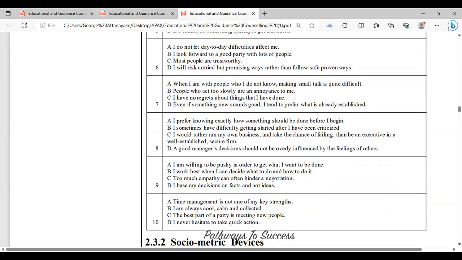B. Okay, I look forward to a good party with lots of people. I do not let day-to-day difficulties affect me. Most people are trustworthy, sometimes we can't say that. I will risk untried but promising ways rather than follow safe, proven ways. Right? Okay, I don't let day-to-day difficulties affect me. Sometimes if you have some problems, you don't bother about these problems, you carry on your work. Okay. Number 7.